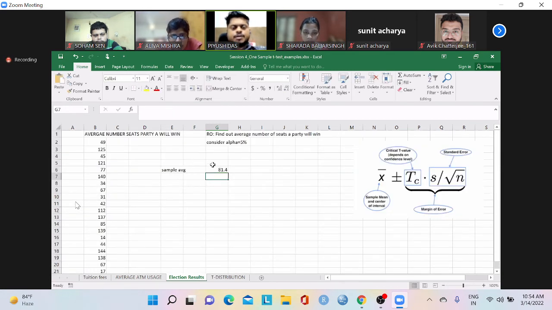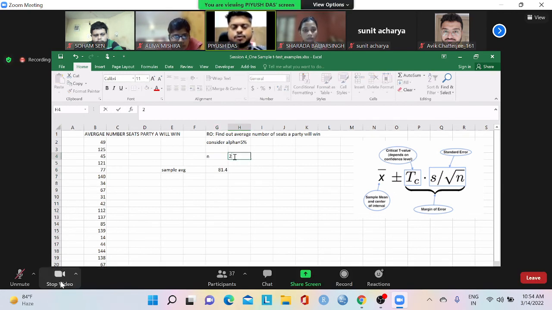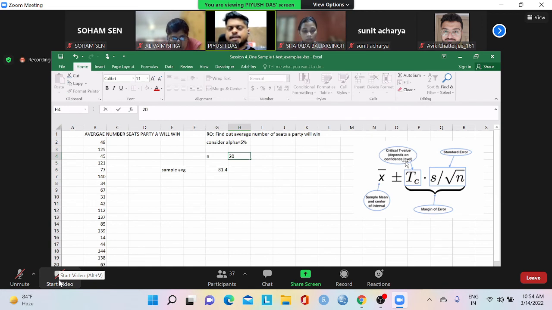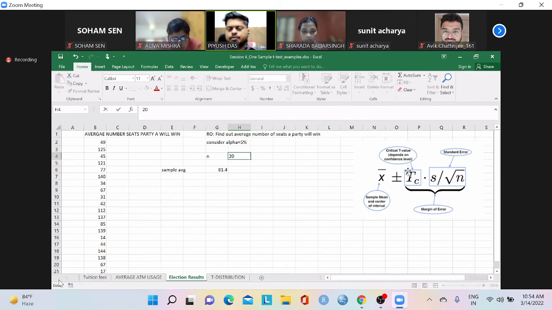So n is actually 20, the number of samples is 20. I have collected 20 data points. So what else do I need? I need the critical value, right? The critical value depends upon the confidence level. I have told you alpha is 5%. So what is my critical value?